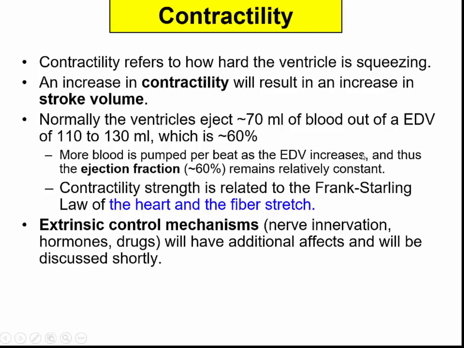When you look at end diastolic volume, if I increase it, we know by the Frank-Starling law of the heart, it's going to beat harder to move that blood out. But even if your heart's beating stronger with more blood going in, it still only ejects out around 60%. So the more blood that goes in, the more blood that goes out, but it's proportional. And so we see that you have an ejection fraction that remains relatively constant, around 60%.